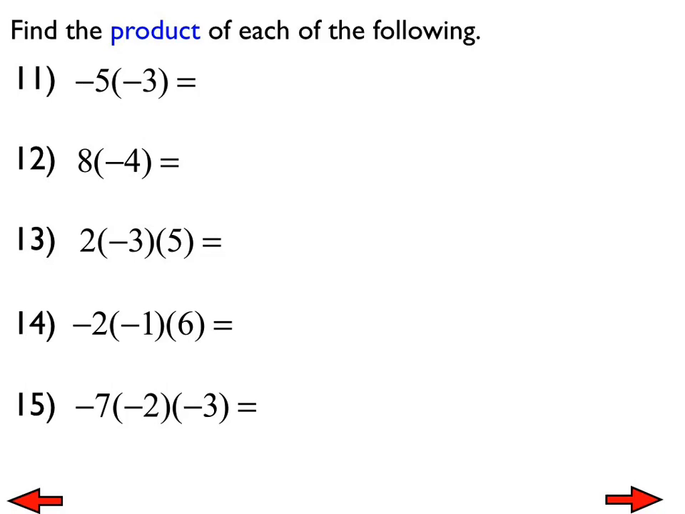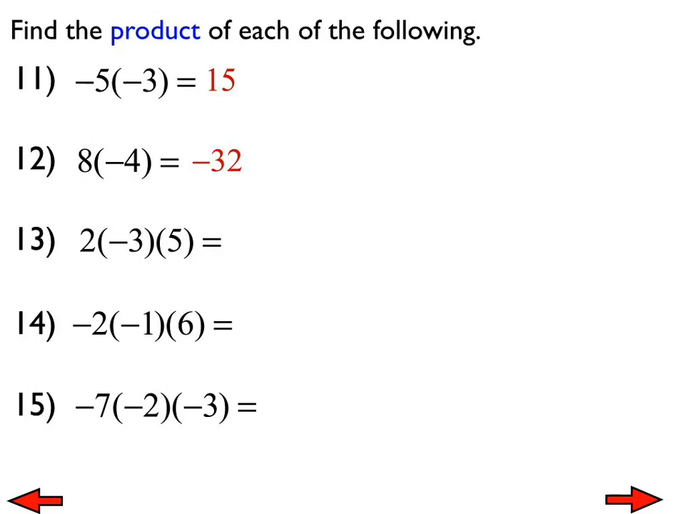Number 11, the product of negative 5 and negative 3 is positive 15. Number 12, the product of 8 and negative 4 is negative 32. Now we have some problems with 3 numbers in them. I don't know how all of you did them. Some of you probably went left to right. But, you know, we have the commutative property, which tells us that if we have straight addition or straight multiplication, we've already talked about the addition idea. With multiplication, you can do the same thing. You can go out of order if you want to.